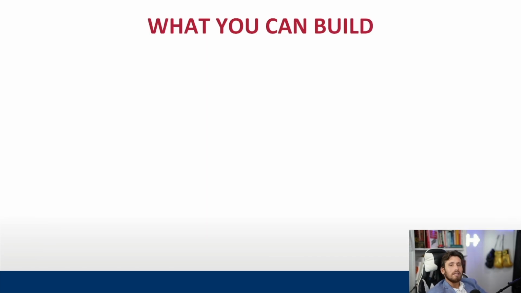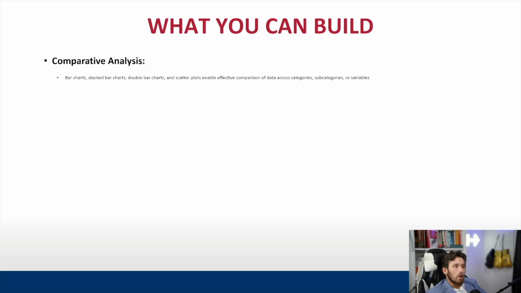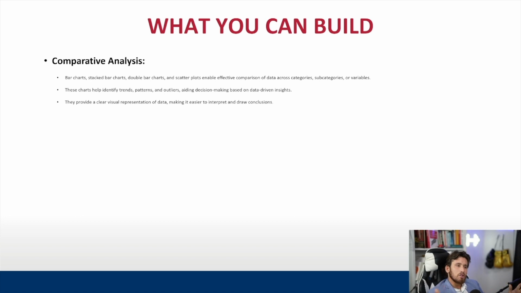What can you build inside of Excel? You can do a comparative analysis, and a comparative analysis is essentially where you'll use bar charts, stacked bar charts, double bar charts, and even some scatter plots to visualize your data over different categories. These charts help you identify trends, patterns, and more, and they provide clear visualizations, making it easier to interpret for your end user, whether that be a client, management, a cross-functional team member, and anything alike.